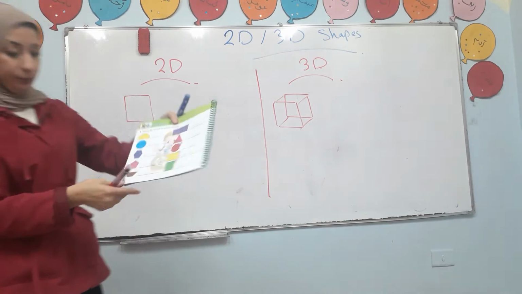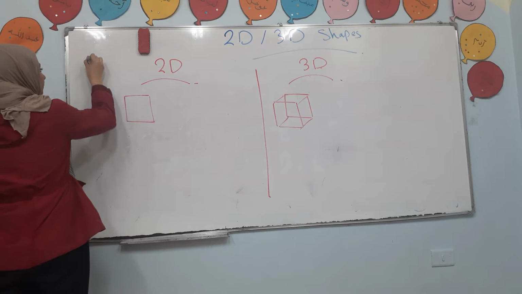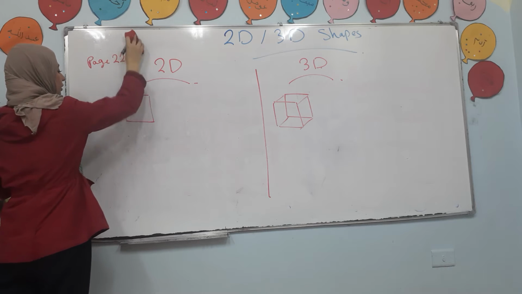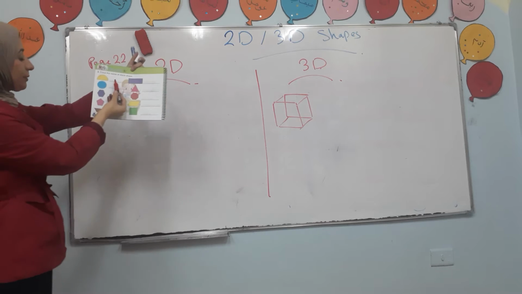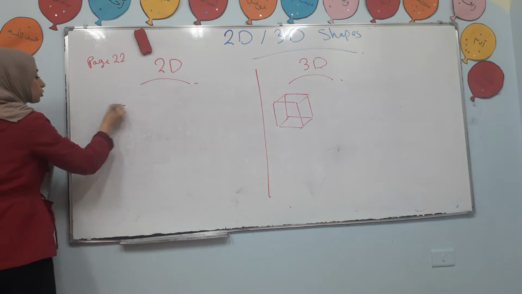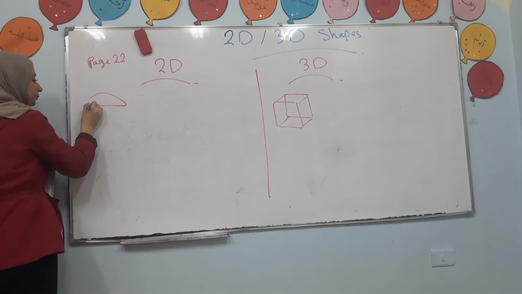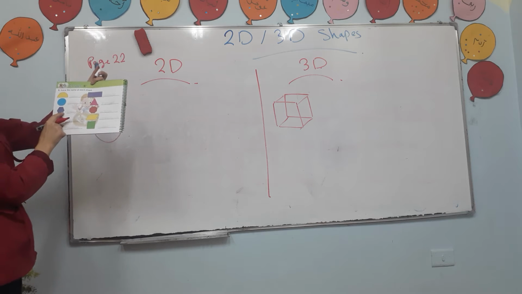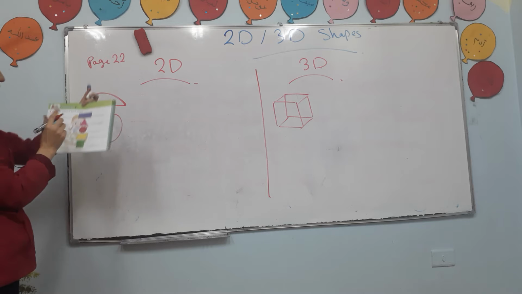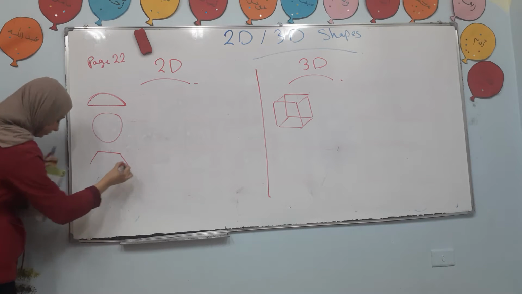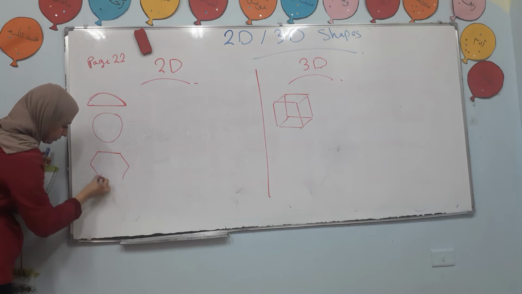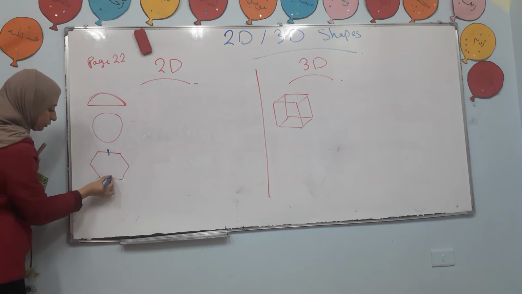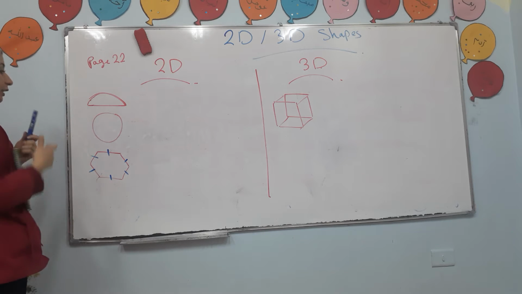About 2D shapes, in page number 22, you have all the 2D shapes, like semicircle, which means half a circle, and the circle, which is a complete circle. We have a hexagon, 1, 2, 3, 4, 5, 6, it is the six-sided shape. You have six sides.